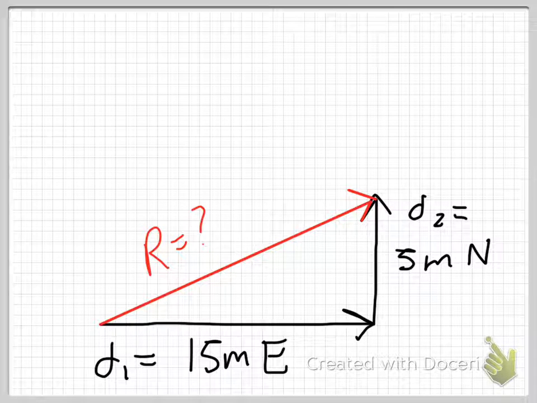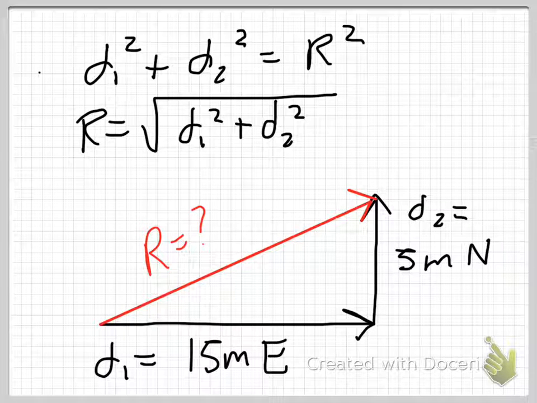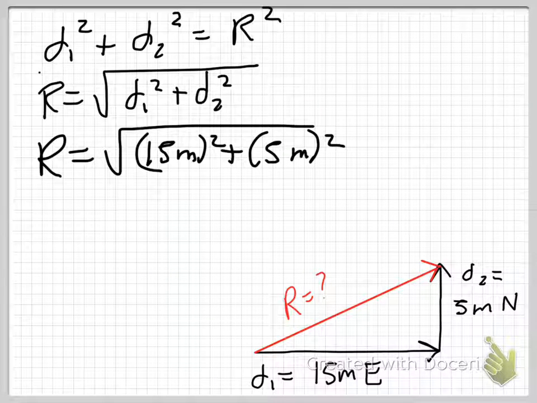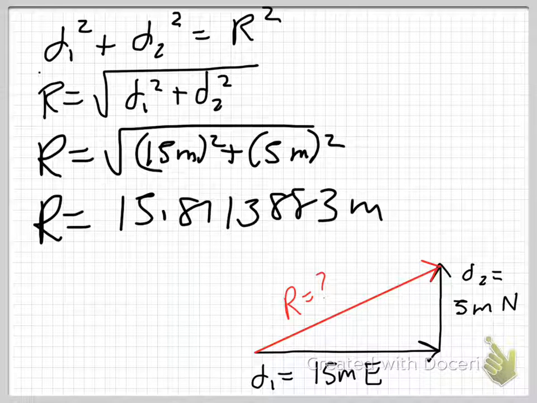Pythagoras. Perpendicular vectors are easy, easy, easy to solve. So we know d1 squared plus d2 squared equals r squared, the resultant squared. So the resultant is going to be equal to the square root of d1 squared plus d2 squared. So let's plug in our numbers. Resultant is equal to the square root of 15 meters squared plus 5 meters squared. 15.8113883 meters. Our resultant, we want to take our sig figs.